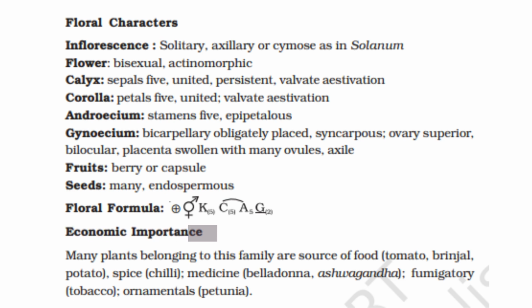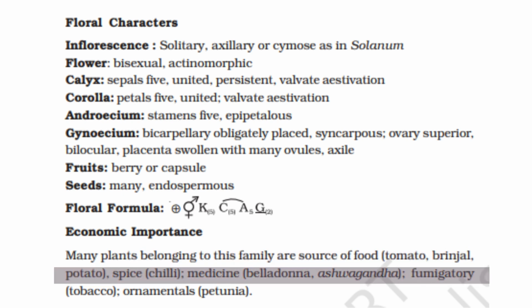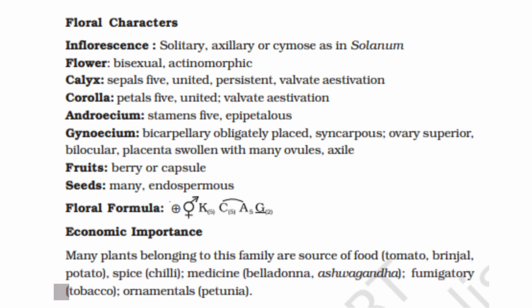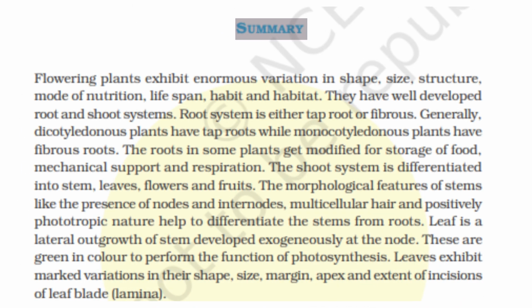Economic importance. Many plants belonging to this family are sources of food: tomato, brinjal, potato. Spice, chili. Medicine, belladonna, ashwagandha. Fumigatory, tobacco. Ornamentals, petunia. Figure 5.17, Solanum nigrum, black nightshade plant. A. Flowering twig. B. Flower. C. LS of flower. D. Stamens. E. Carpel. F. Floral diagram.